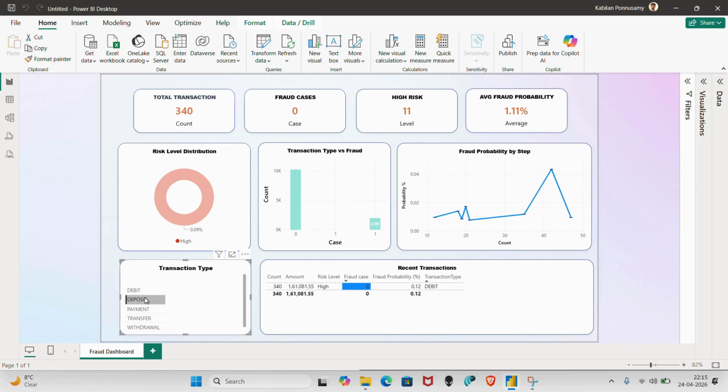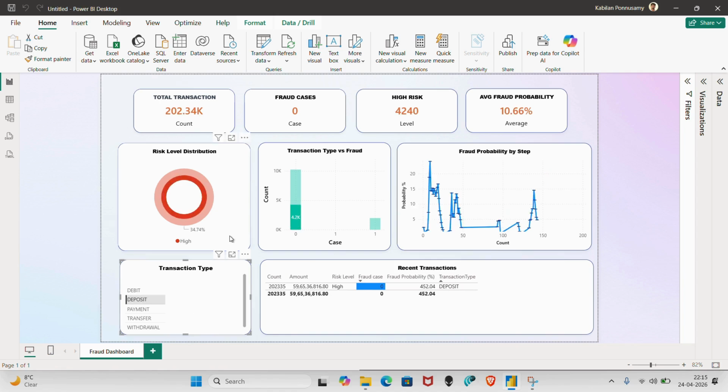Next, we will move to the deposit dashboard. For the deposit dashboard, you can see the total transactions are 202.34k, and here also there are 0 fraud cases, the high risk is 4240, and the average fraud probability is 10.66%. So even though there are 0 fraud cases, the fraud probability is relatively high.